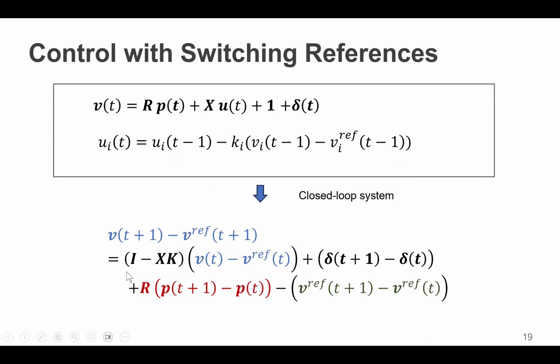And before that, perhaps we can first be more clear about how the switching reference is implemented. So essentially, if you look at the closed loop system, the voltage deviation from the reference voltage is affected by the step changes of the active power in this term. But also, the last one is about the changes of the voltage references. So we can see the step changes of the power will incur the step changes of the voltage.